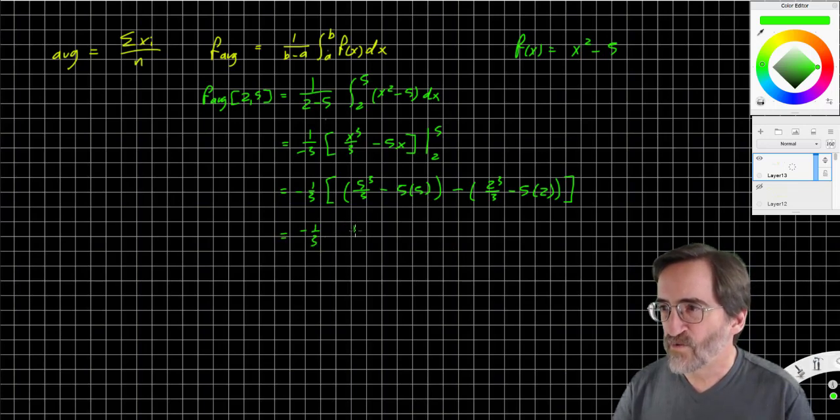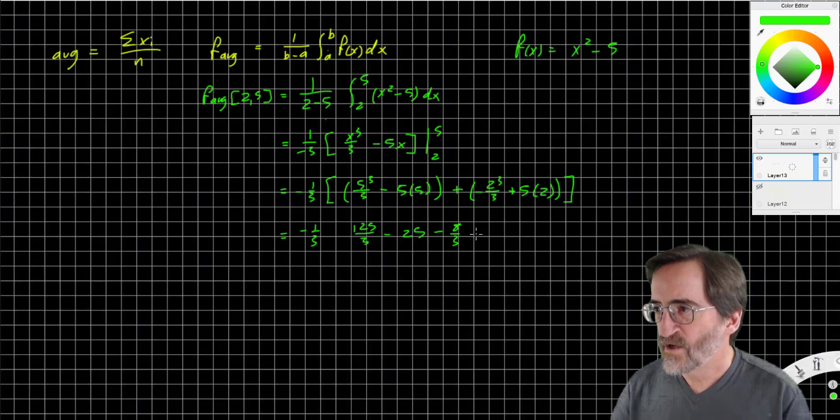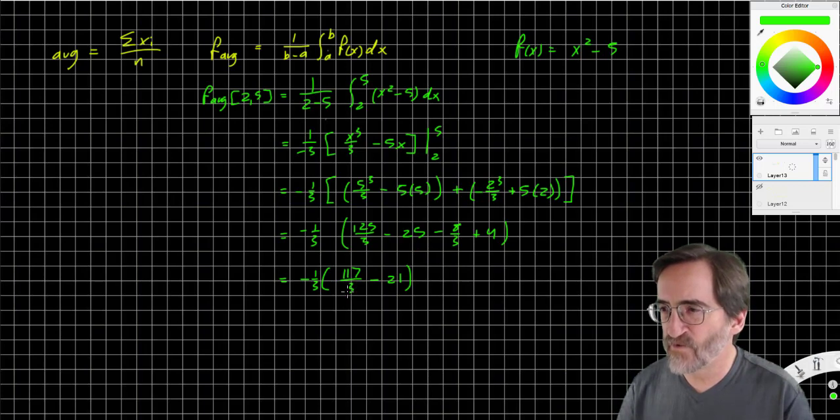Okay, 5 cubed is 125 over 3. 5 times 5 is 25. Distribute the negative, change all the signs. So minus 8/3 plus 4. And that equals negative 1/3 times 125/3 minus 8/3, which is 117/3, minus 21. 117 divided by 3 goes evenly.